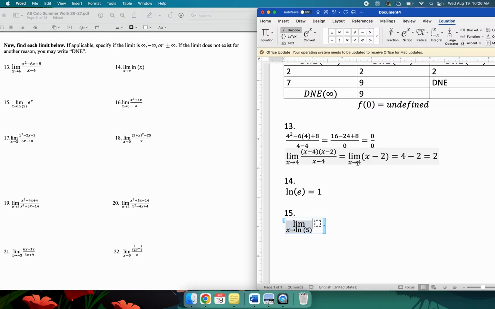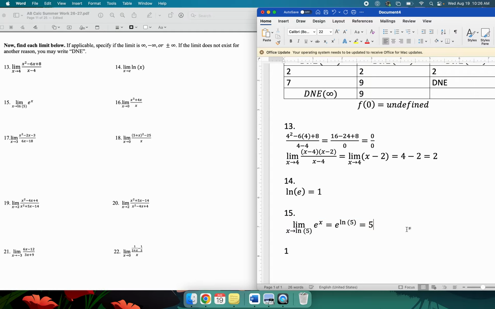natural log of 5 e to the x. ln 5 is a funny number, but that's still a number. So I'm going to plug that in. I'm going to get e to the ln 5. Is that an actual number? Yeah, it is. You might remember it's just 5. The exponential e and the natural logarithm kind of cancel each other, and you're just left with the thing on the inside of the log. That's 5. 16.